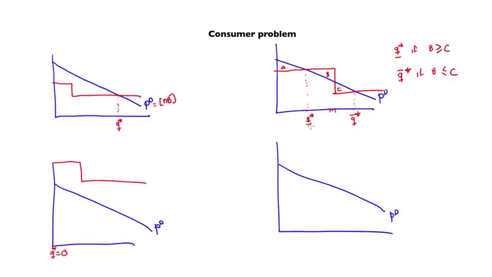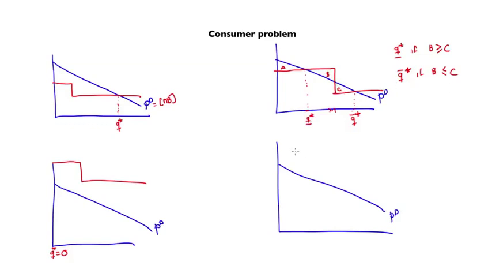So the key question is, what is the impact on the total benefit or surplus of the consumer from jumping from this point to this point? If the area B exceeds the area C, then that jump is not worth it and the consumer should stay there. If the area C exceeds the area B, the opposite is true.